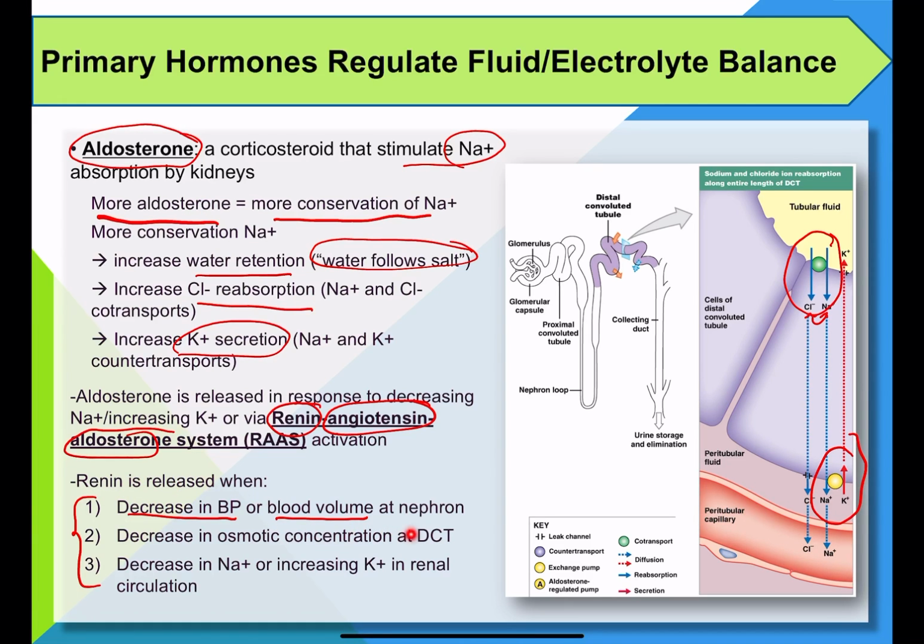The second thing is if you have decreased osmotic concentration at the DCT. If you don't have enough solutes, of course, then aldosterone will be stimulated to reabsorb more sodium ions. Same thing if you have decreasing sodium ions or increasing potassium ions in renal circulation. Both will require increase in sodium reabsorption as stimulated by aldosterone, as stimulated by renin. Okay, so make sure you remember that pathway and these three situations where renin is released to stimulate aldosterone, which tells your kidneys to reabsorb more sodium ions back in.